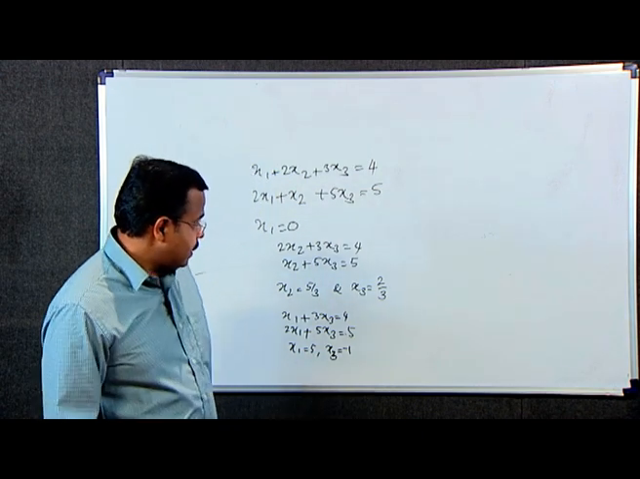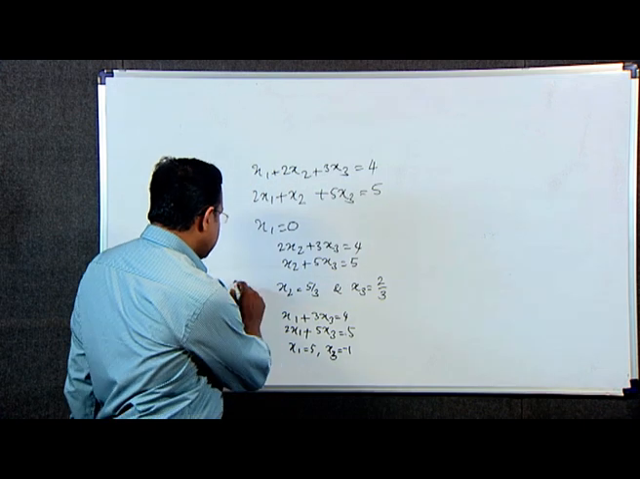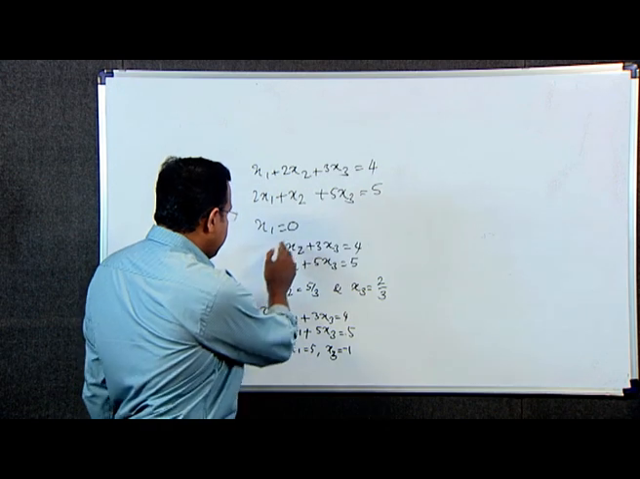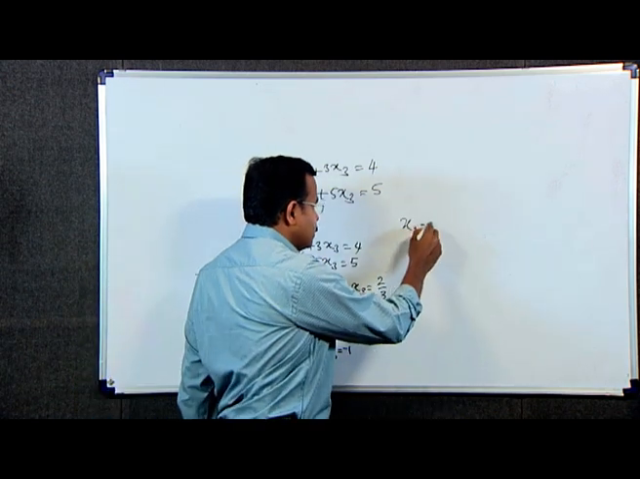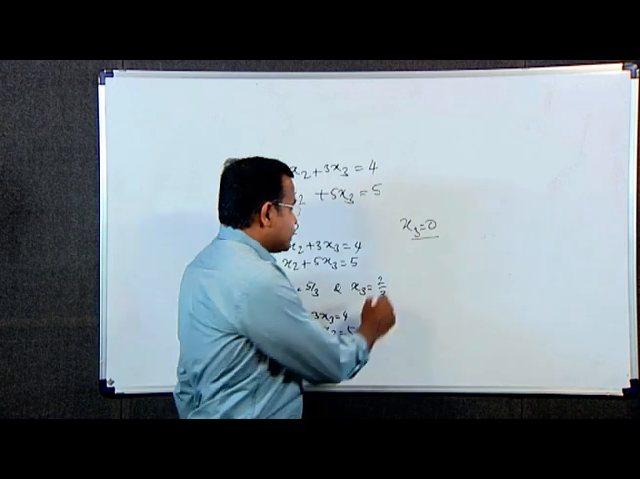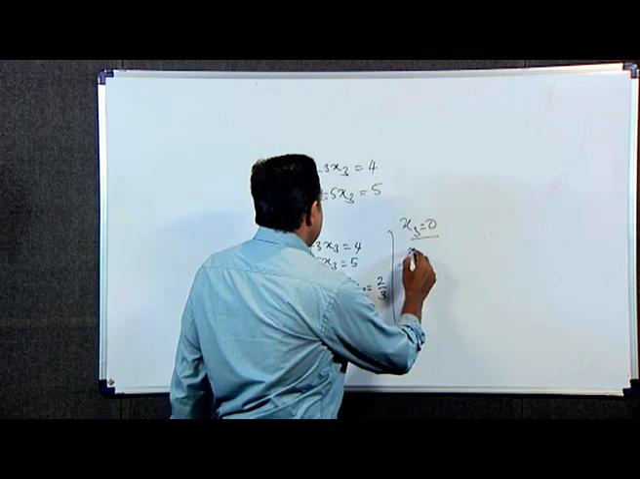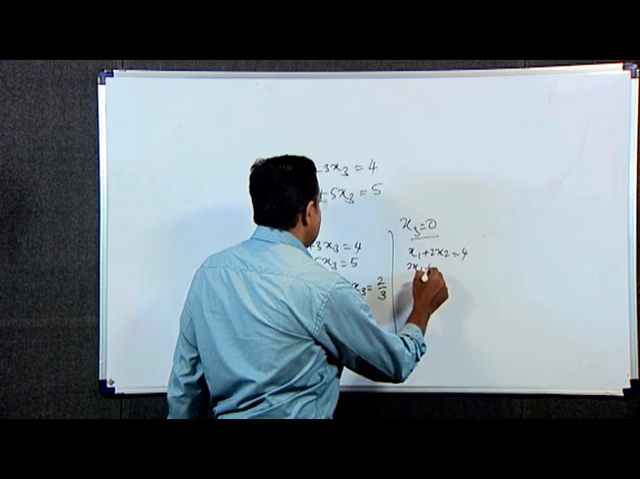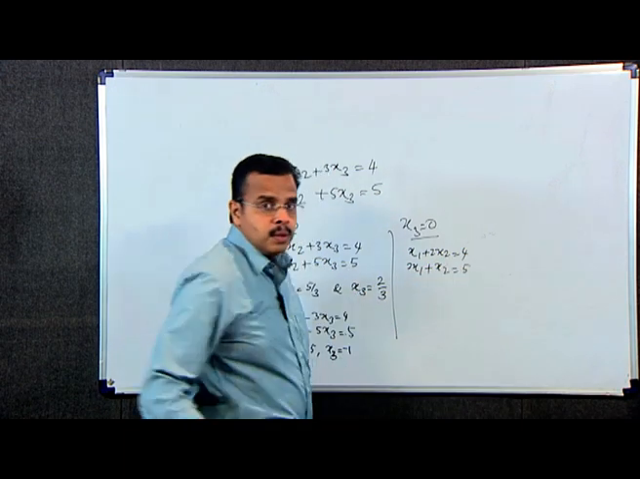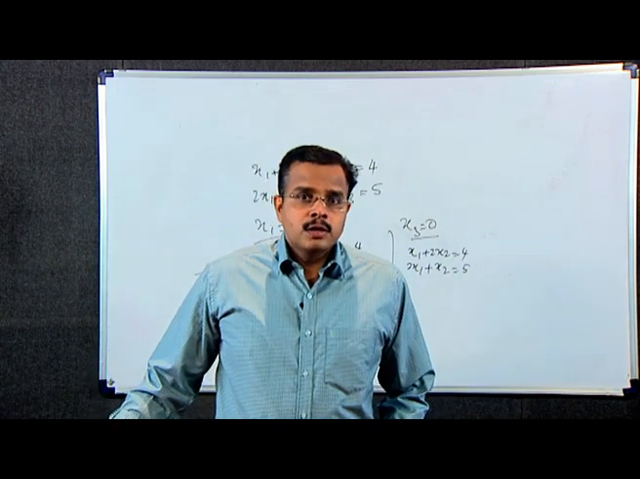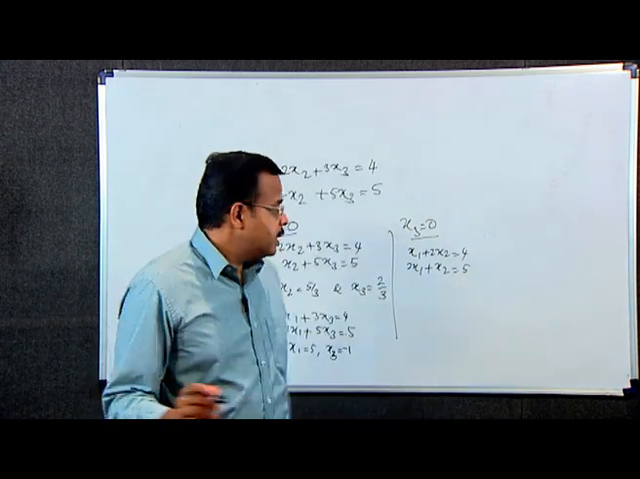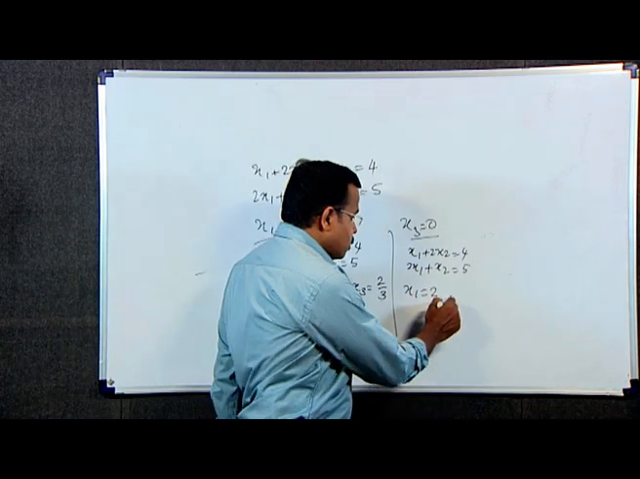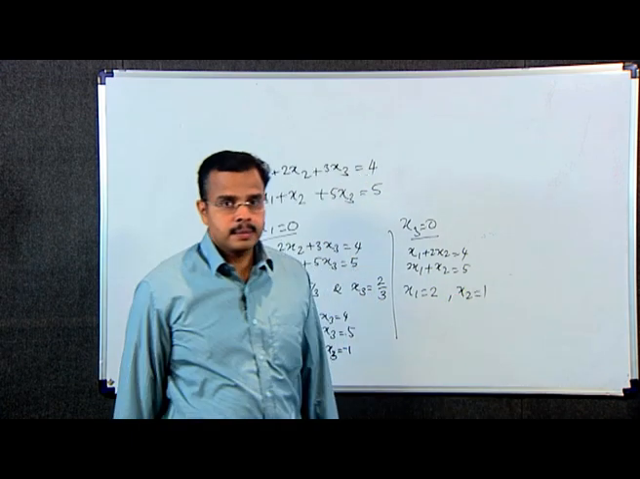In the same way, we can consider x3 equal to 0. When we are considering x3 equal to 0, the equations become x1 plus 2x2 equal to 4, 2x1 plus x2 equal to 5. When solving these two equations, we get x1 equal to 2 and x2 equal to 1.